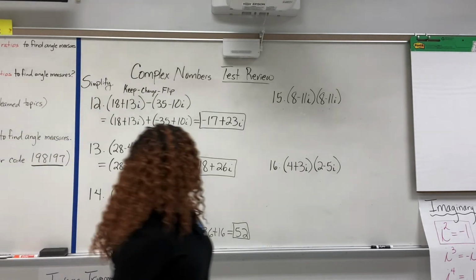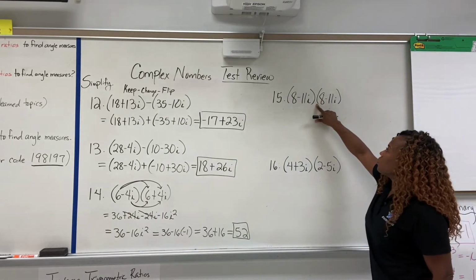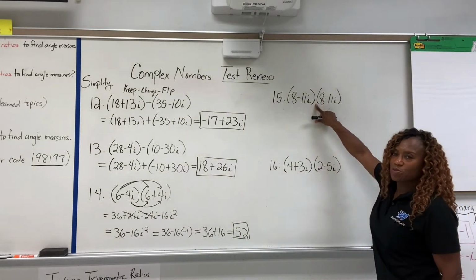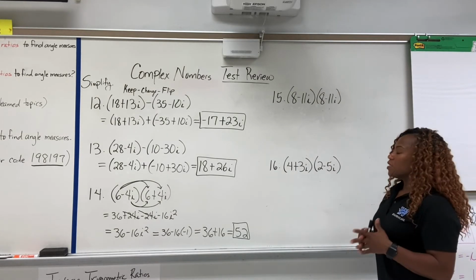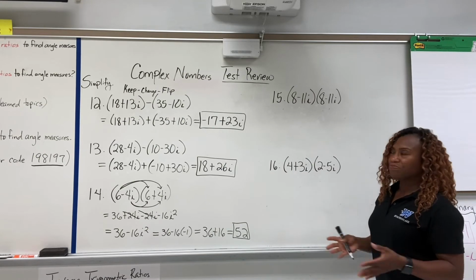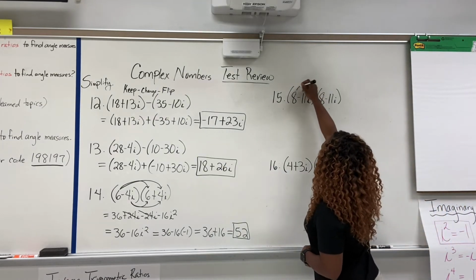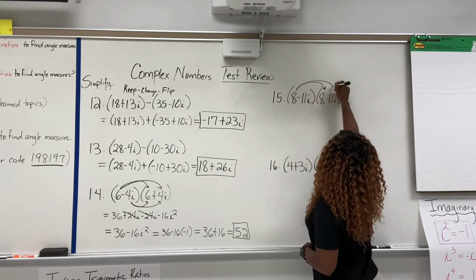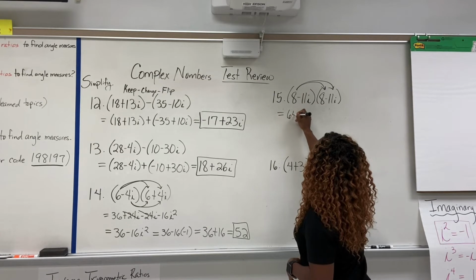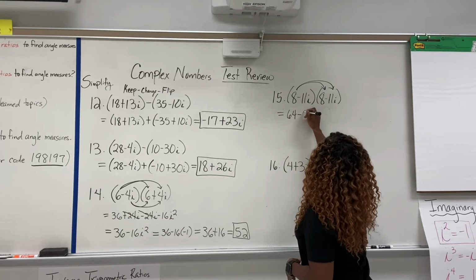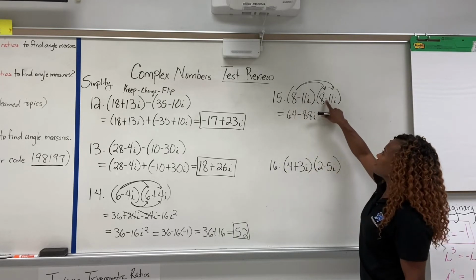All right, number 15. Again, we're multiplying because I don't see any operation in between. No addition, no subtraction sign. Distributive property, combine any like terms. Remember that i squared equals -1, simplify completely. And I'm gonna start one at a time. So I'm gonna do my 8 times 8 and my 8 times -11i. That will give me 64 minus 88i, because 8 times 11 is 88 and there's a negative.